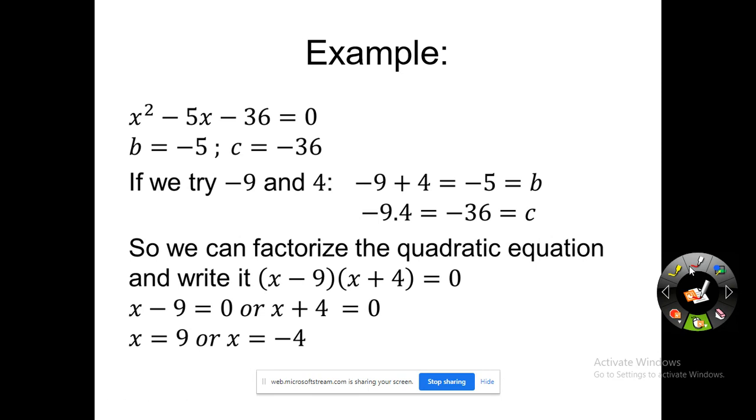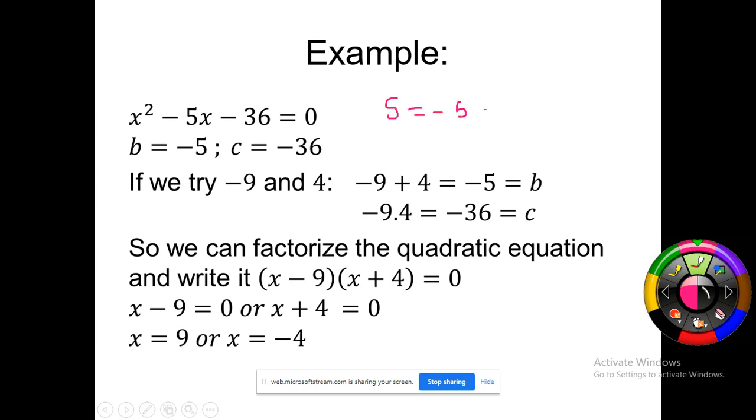Let's start with the first example. I have x squared minus 5x minus 36. I look at b, it's minus 5. I look at c, it's minus 36. I need to think about two numbers: if I add them, it gives me minus 5, and if I multiply them, it gives me minus 36. If I do plus, it's minus 5. If I do times, it's minus 36.